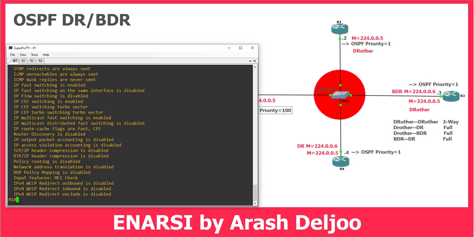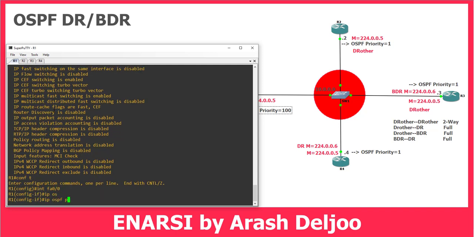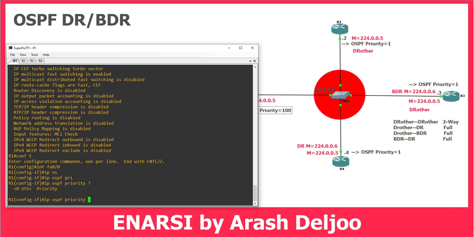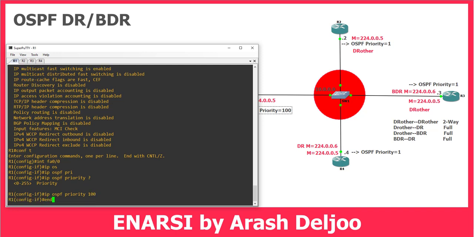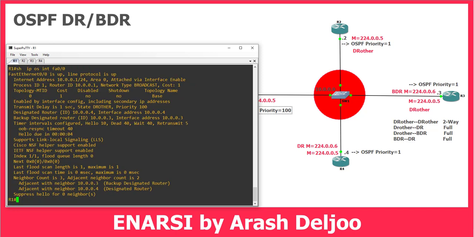On router 1, I'm going to configure the priority as 100 on interface FastEthernet 0/0 with ip ospf priority. You can configure a priority between 0 and 255, for example 100. Now we have a higher priority on the interface of router 1, but show ip ospf interface FastEthernet 0/0 shows that the state is again DR other and the priority is 100. Why? Because the DR and BDR election is a non-preemptive process.